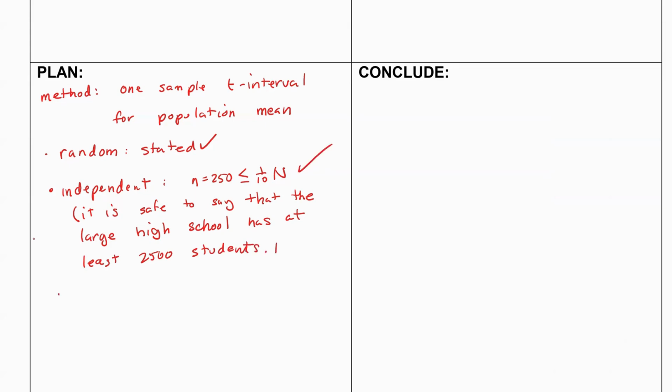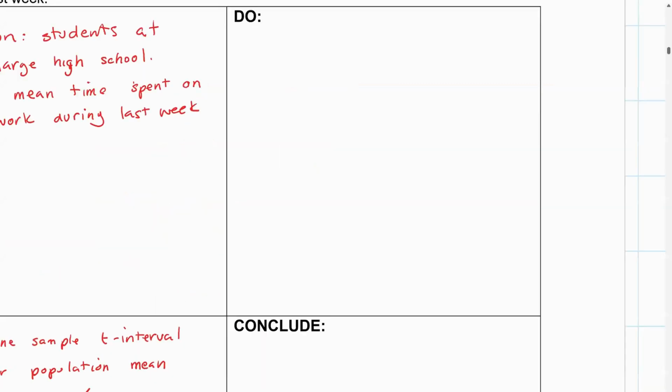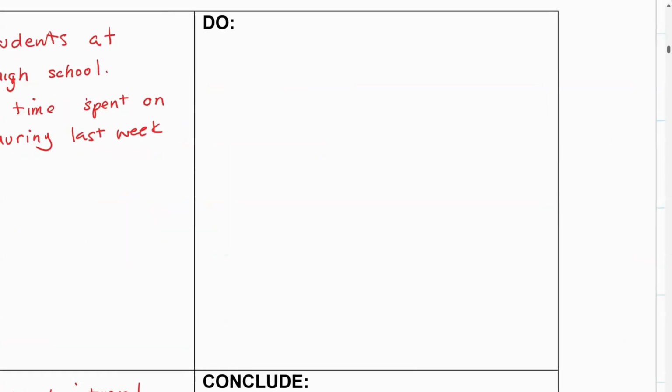And then lastly, the normal condition. Hey, our sample size is 250, and that's greater than or equal to 30, so we meet the normal condition. Great. Let's go on to our do step, reminding ourselves that the confidence interval is equal to x bar plus or minus t star s of x over root n.